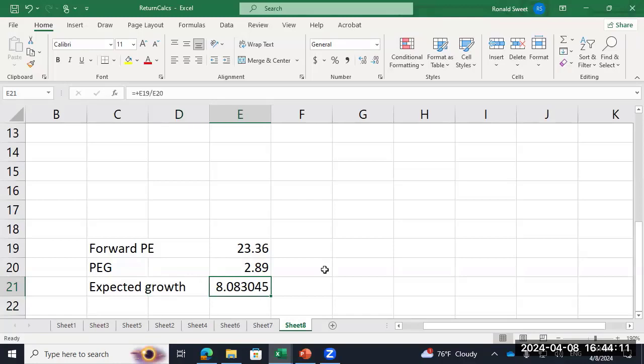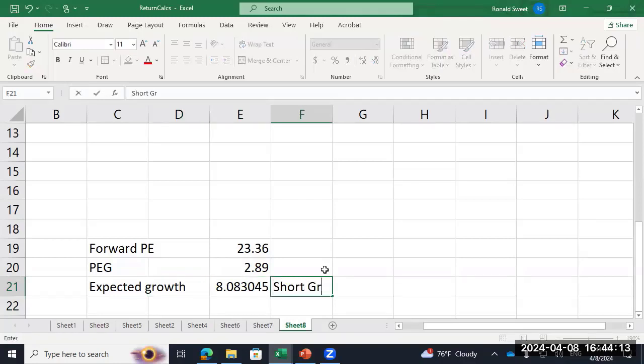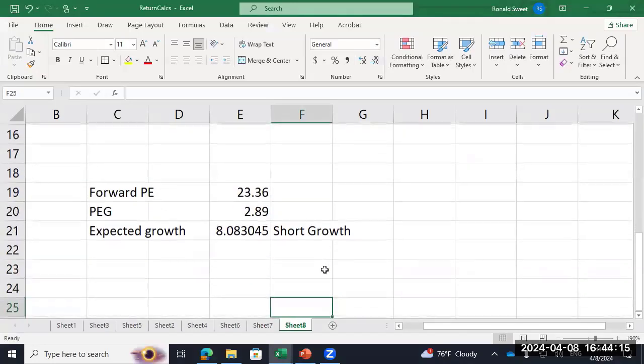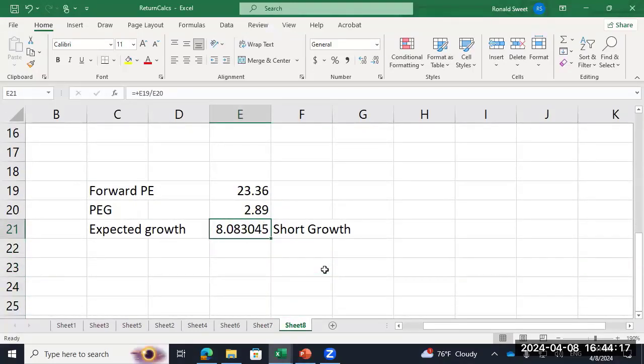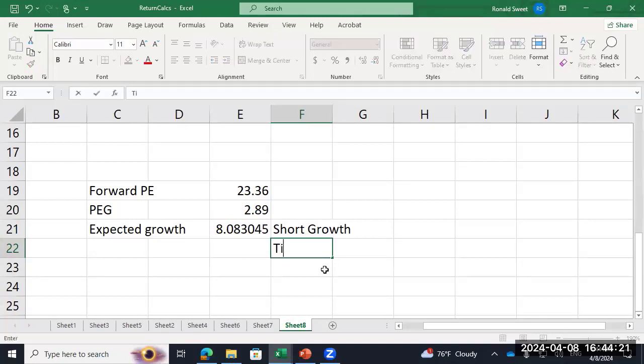So this is a short-term rate, short-term growth, which means you need two things. You need a short-term growth rate. What else might you need? You might need something on timing. This is the next 5 years, but you're going to have to decide: are they going to grow 8% for 10 years, for 20 years, for 2 years, for 30 years? You have to decide on that.